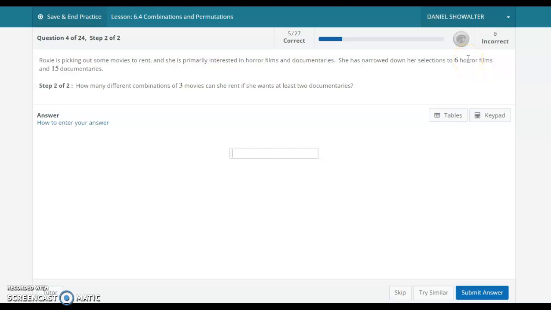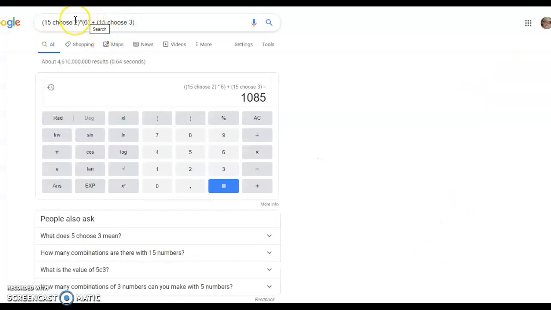15 choose 2 times 6 choose 1. Alright, and I'm just doing this on Google really quickly, but again, any graphing calculator will do this. So 15 choose 2, 6 choose 1 is just the same as 6, so I'm writing it 6. You could put in 6 choose 1.